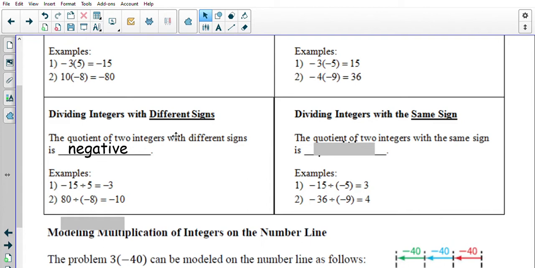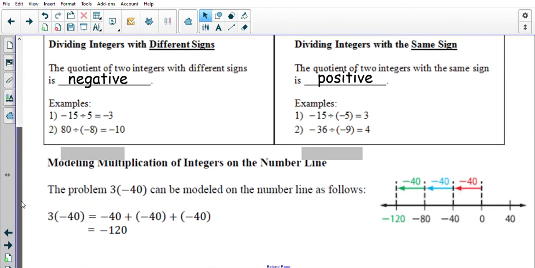Now, if I divide integers with the same sign, my answer will be positive, just like it was for multiplying integers. So if I have something like -35 divided by -9, since the signs are the same, my answer is going to be positive.